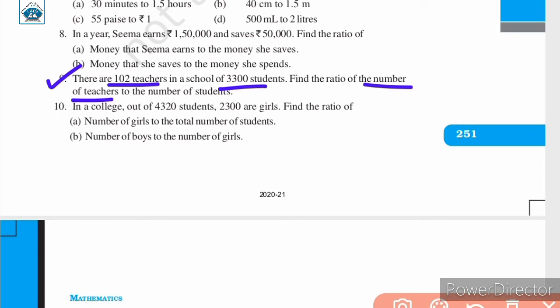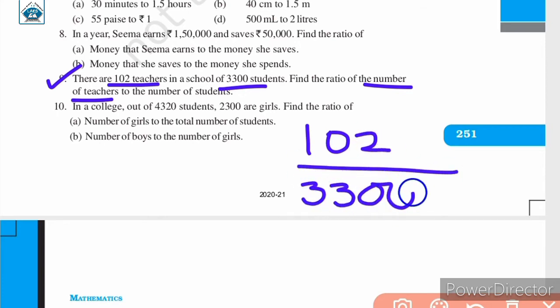So the ratio of the number of teachers to the number of students is equal to number of teachers upon number of students. Number of teachers is 102 divided by number of students, that is 3,300. Now you need to find the highest common factor of both these numbers. You all know how to do that. So यहाँ पे आप लोगों को highest common factor find करना है और divide करना है numerator and denominator को highest common factor से in order to get the simplest form, and then we will get the required ratio.